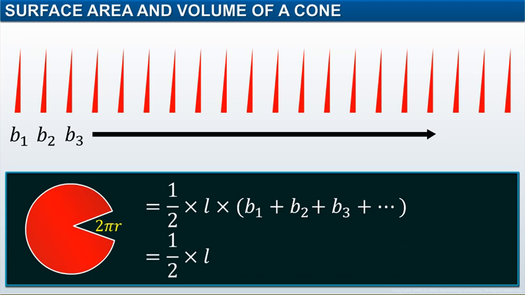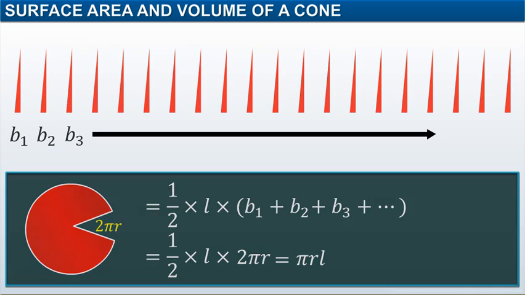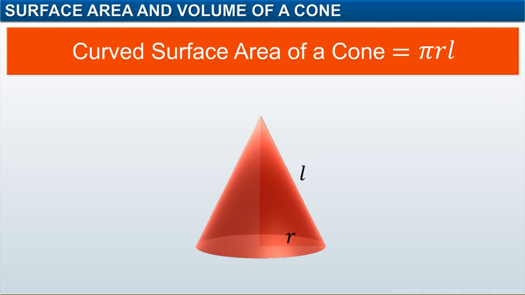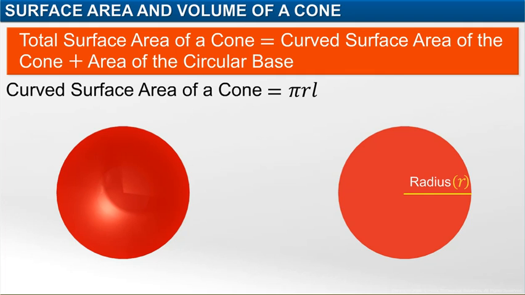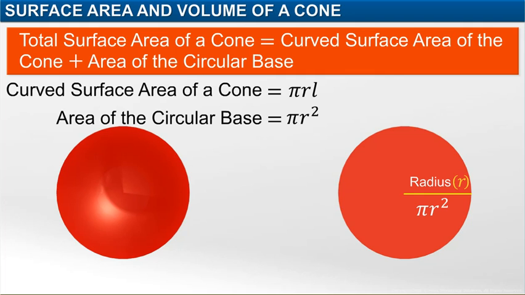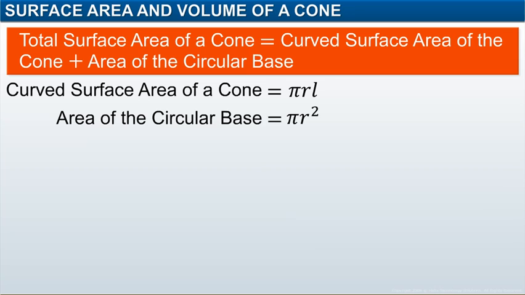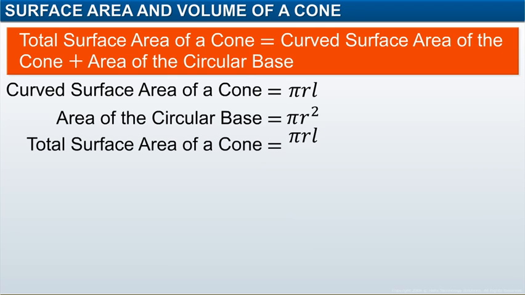Here the sum of the bases is equal to the perimeter of the circular base of the cone, which is 2 pi r. Thus, the curved surface area of a cone is equal to pi r L, where r is the base radius of the cone and L is its slant height. The area of the circular base is pi r squared. Therefore, the total surface area of the cone is pi r L plus pi r squared. Taking pi r as the common factor, the formula can be written as pi r multiplied by L plus r.